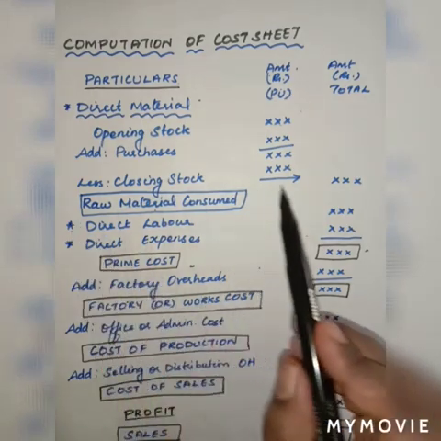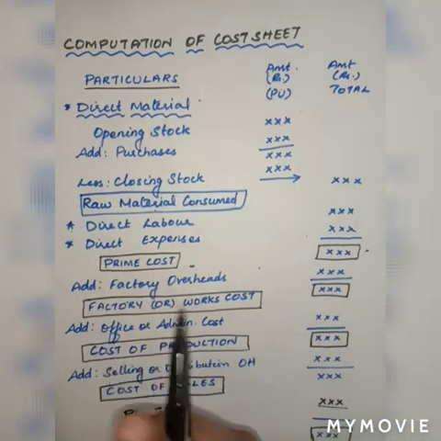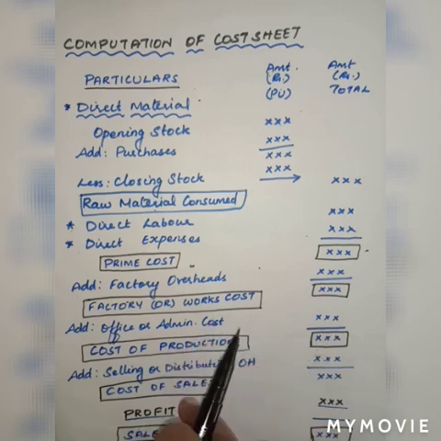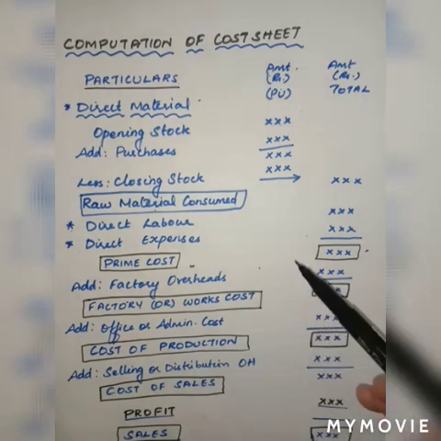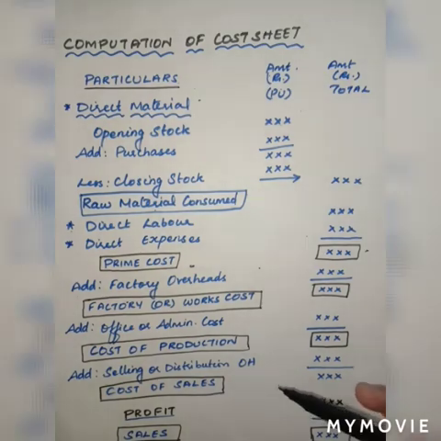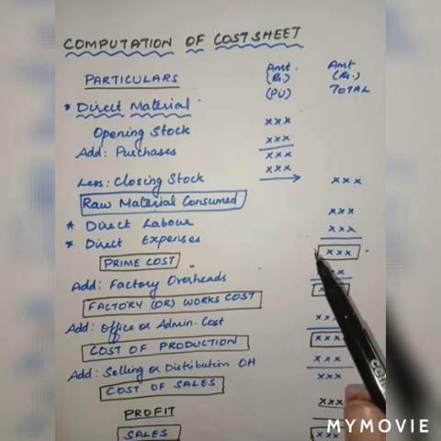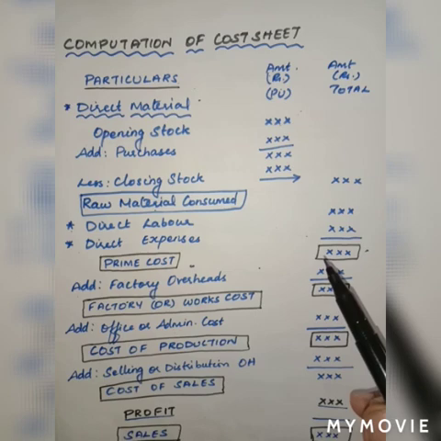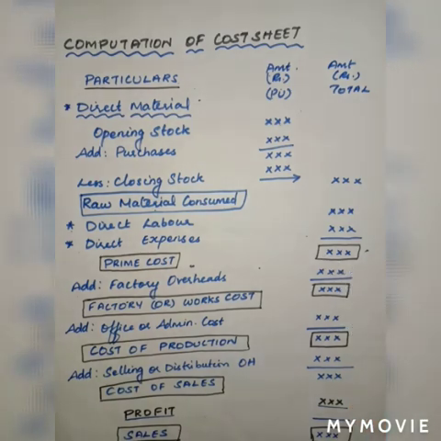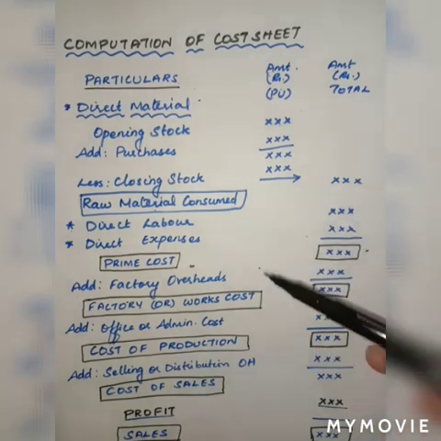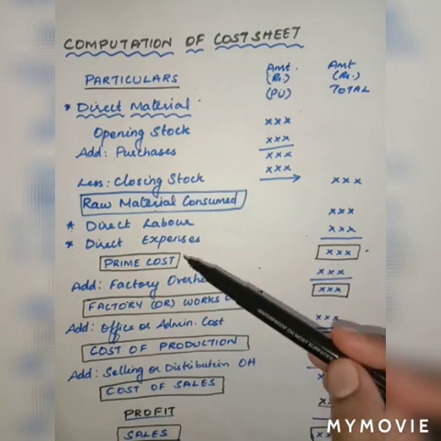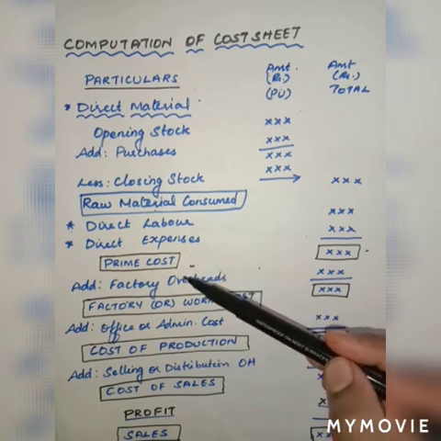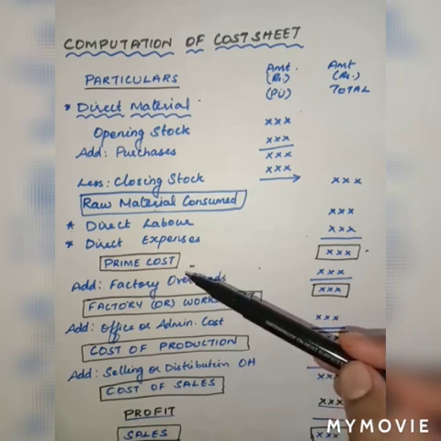Here I have given a small format of cost sheet. This is the simplest form of preparing the cost sheet. Cost sheet is the statement of all the expenses required to do a particular activity. Here I have taken the cost sheet for producing a particular product. Cost sheet will be prepared for a particular period, or for a particular batch of production. And cost sheet is prepared in different stages. Direct material, direct labor, direct expenses all put together, we call prime cost. This is the first stage.